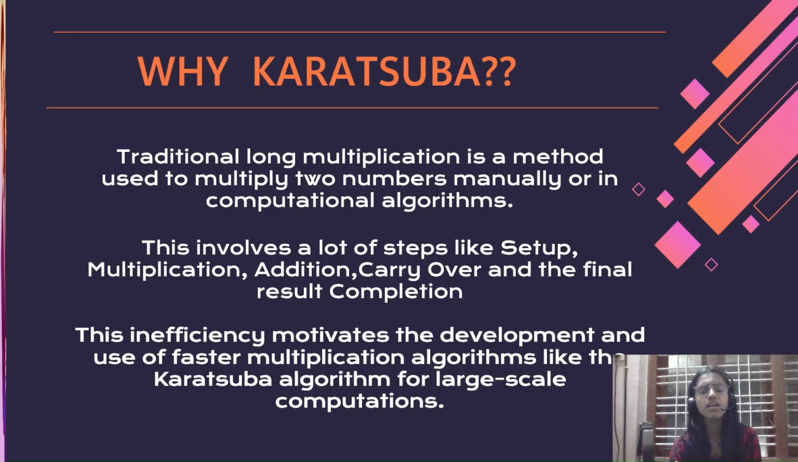Say you have to multiply two very large integers like 1234 and 5678. Now we have to carry out a lot of steps to get the product. This inefficiency motivates the development and use of a faster multiplication algorithm like Karatsuba for large scale computations, as I told you.